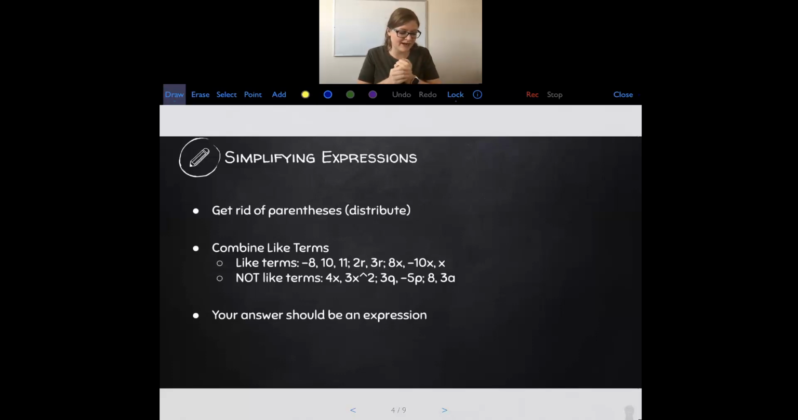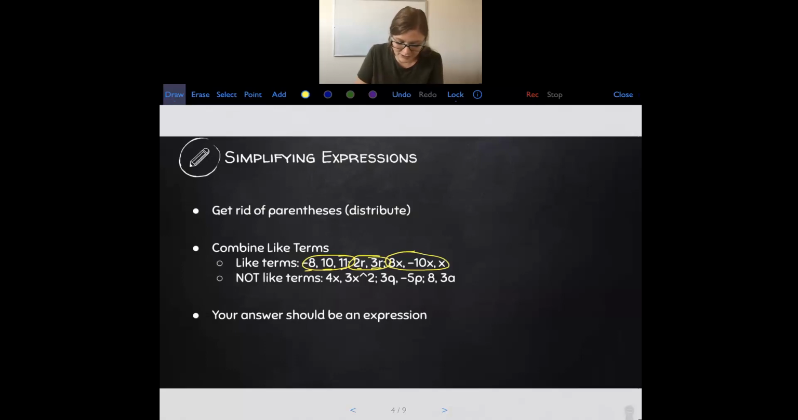Like terms have to have the same variable with the same exponent. So for instance, some like terms would be -8, 10, and 11. Those are all whole numbers without a variable. 2r and 3r, those are like terms because they both have r. They're both being multiplied by r. Or 2 of something and another 3 of something. You could add those together and combine them. 8x, -10x, and x. So these sets denoted by the semicolon, these are examples of like terms.